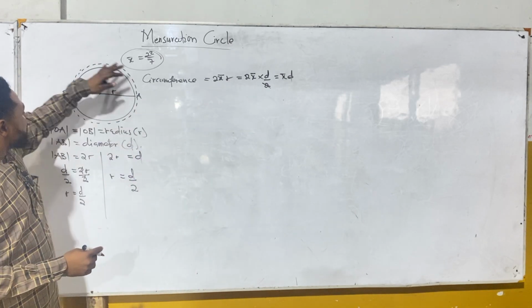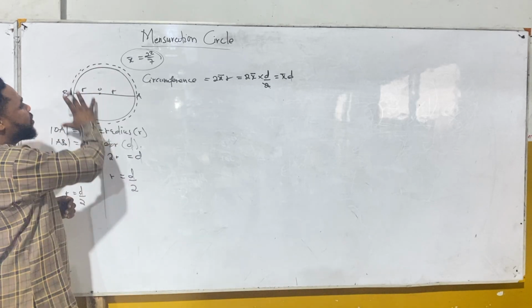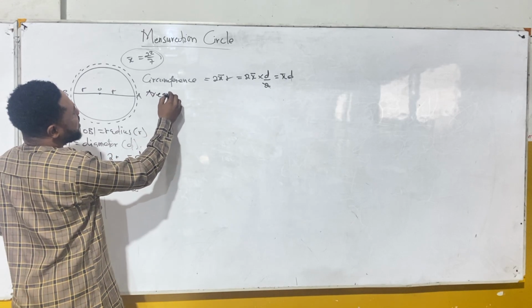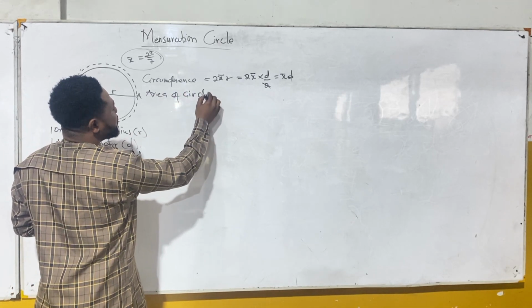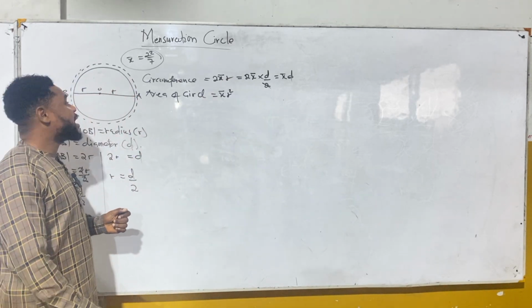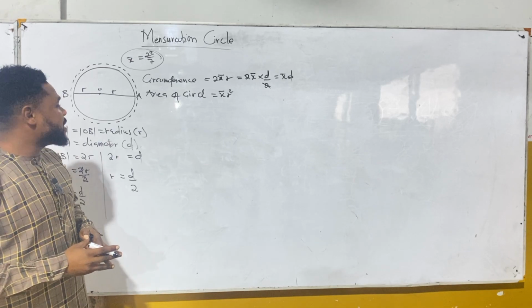Now, we can also be asked to find the area of the circle, the whole area of the circle. And anytime we are asked to find the area of a circle, it's simple. The formula is pi r squared. This is the formula for finding the area of a circle.